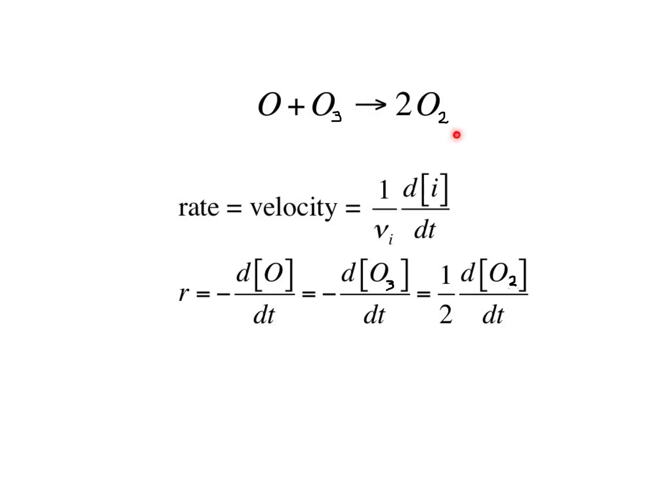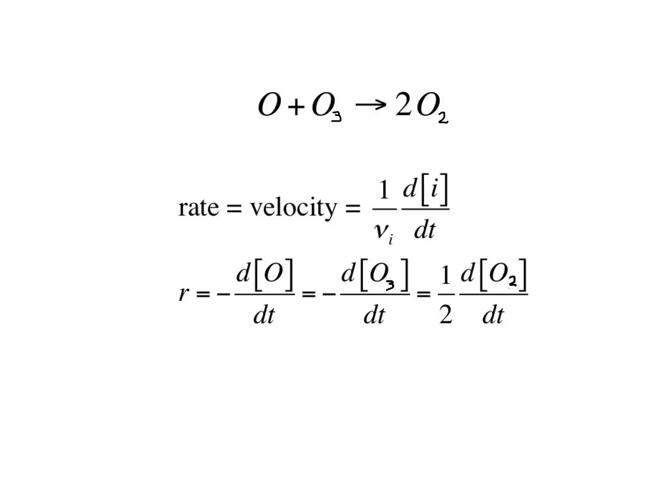If I look at the stoichiometry of this overall reaction, I notice that the oxygen radicals and the ozone molecules are going to decrease in time, and the oxygen molecule is going to increase in time. Furthermore, every time I lose one oxygen radical or one ozone molecule, I make two oxygen molecules. And so the oxygen molecules are going to appear twice as fast as either the ozone or the oxygen radicals disappear. So if I look at the appearance of the oxygen molecules, I'm going to measure a rate which is twice as fast as if I look at the disappearance of the ozone. So which one is the rate of reaction?